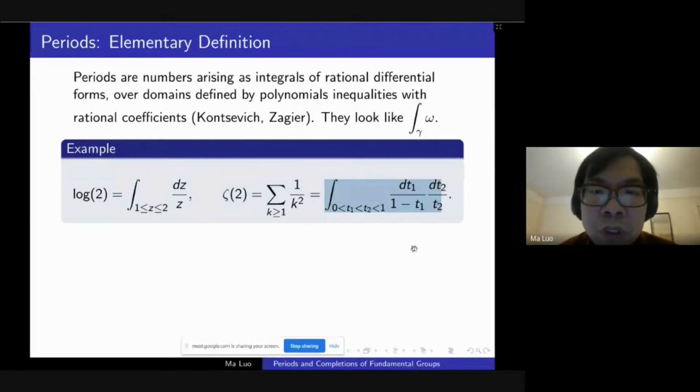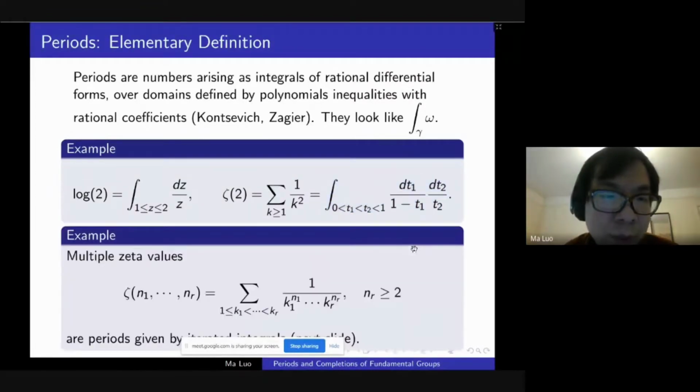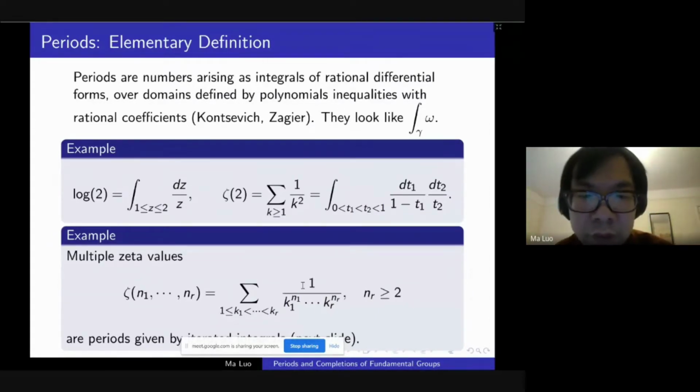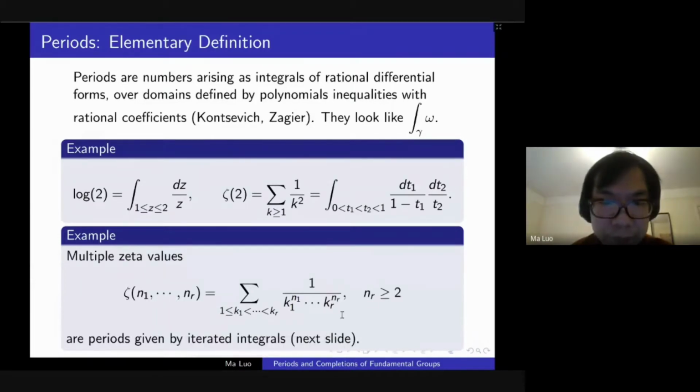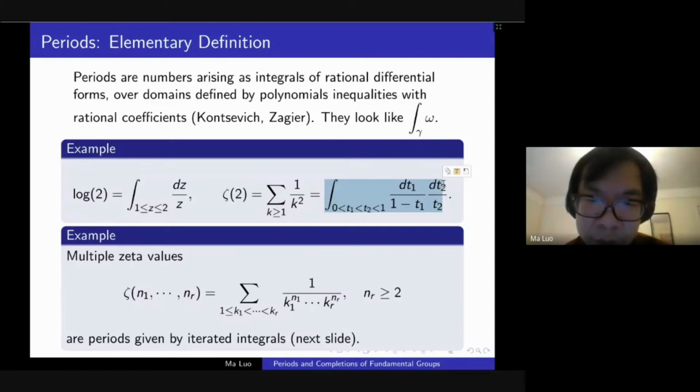And more generally, we have these multiple zeta values. They are defined by convergent series, which consist of reciprocals of powers of integers. And they are periods given by the same kind of form of integrals, which we call iterated integrals.